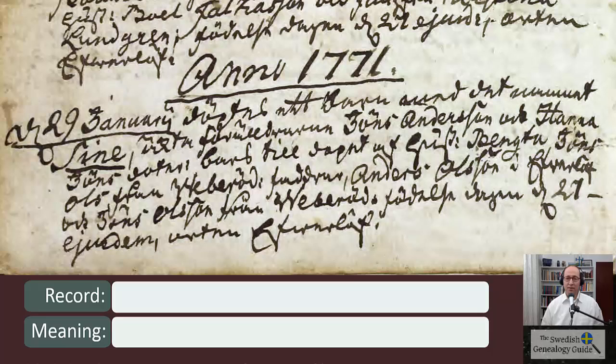Okay, well, I hope this has helped you get familiar with Gothic handwriting, and that these tools that I've shown you will help you in getting used to this.